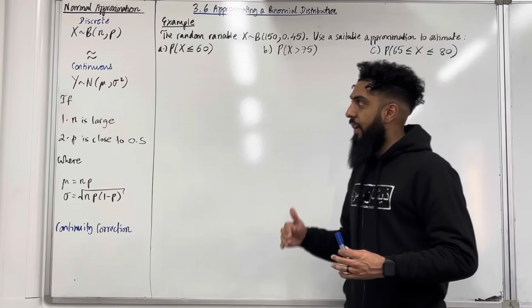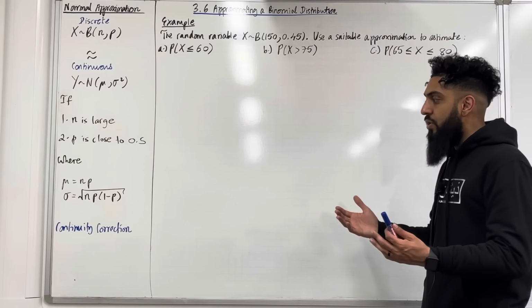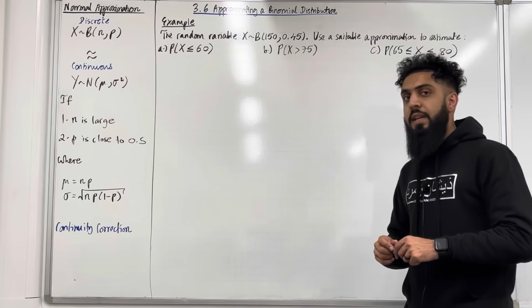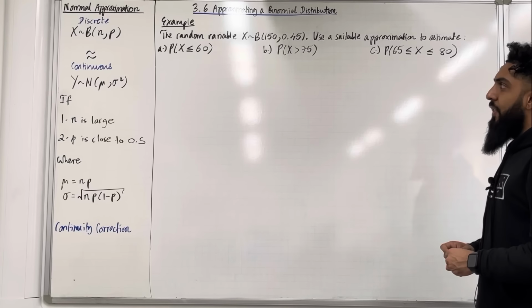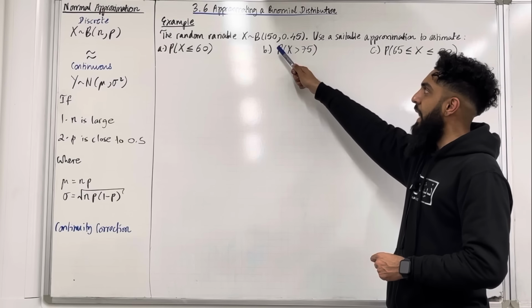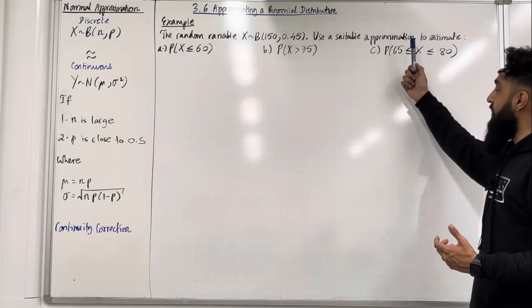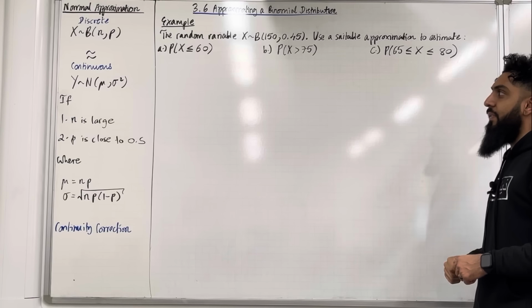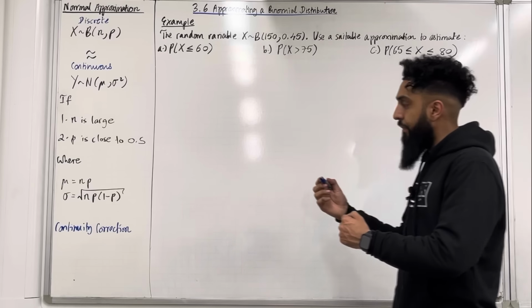Now, whenever we take a discrete distribution and we approximate it to a continuous distribution, we need to apply something called a continuity correction. Let's have a look at this example. The random variable X follows a binomial distribution with sample size 150 and fixed probability 0.45. Use a suitable approximation to estimate the probabilities given in part A, B, and C. Okay, so let's start off with part A.